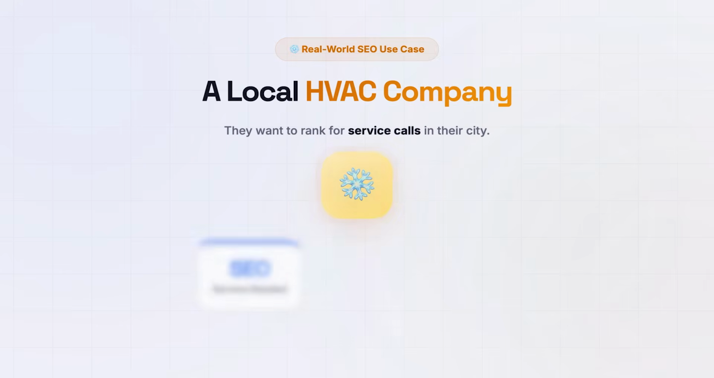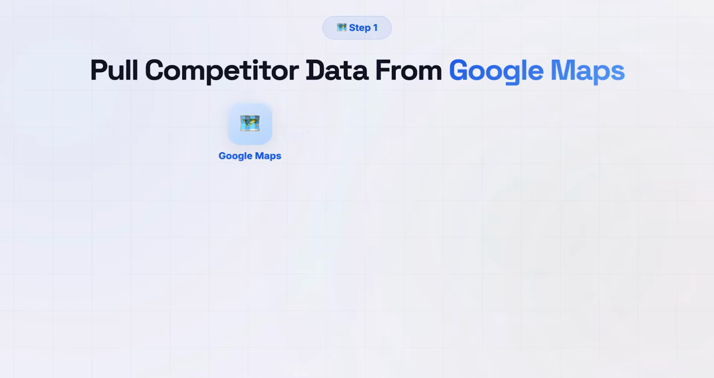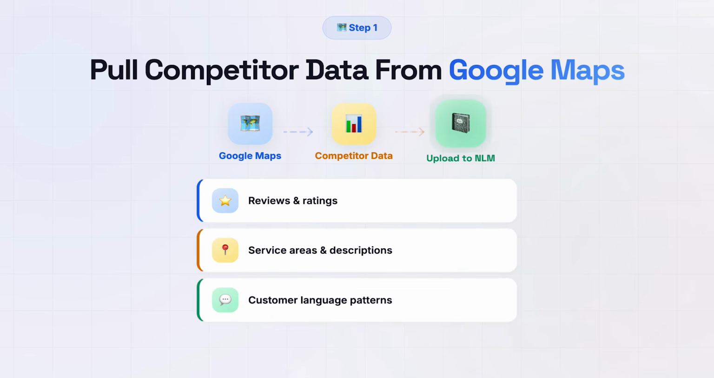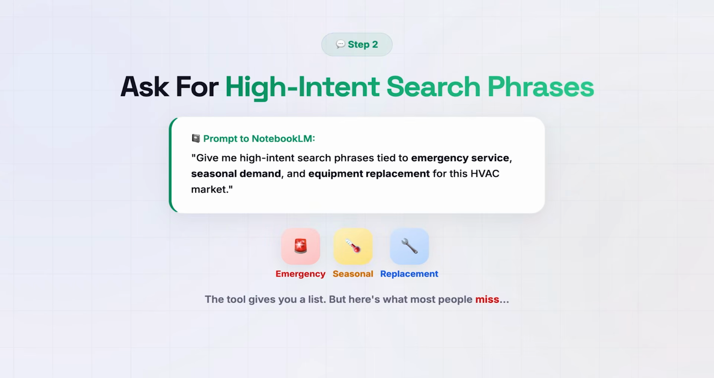Think about a local HVAC company. They want to rank for service calls in their city. You use this same workflow. You pull competitor data from Google Maps, you upload it to NotebookLM, you ask for high-intent search phrases tied to emergency service, seasonal demand, and equipment replacement.